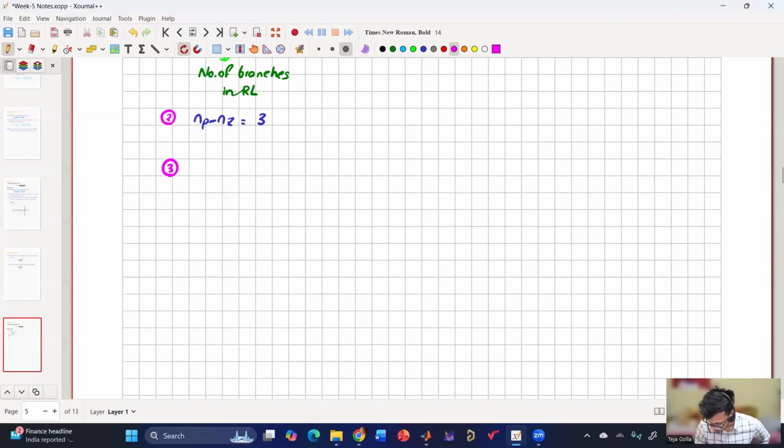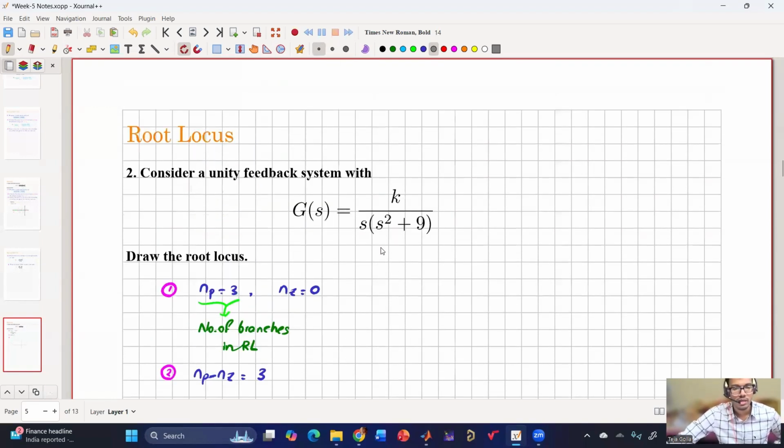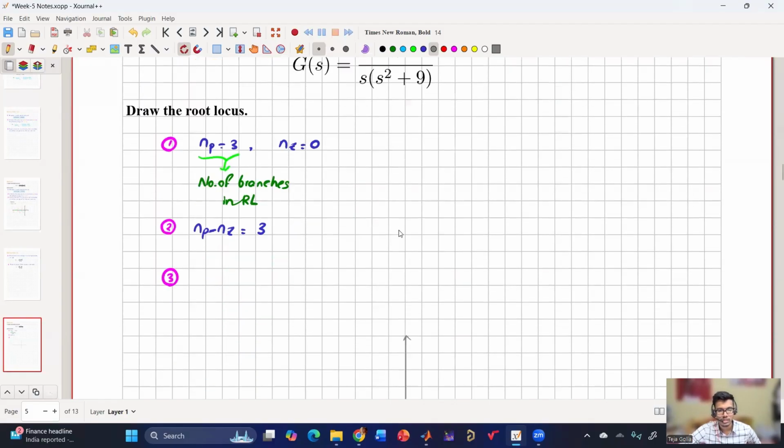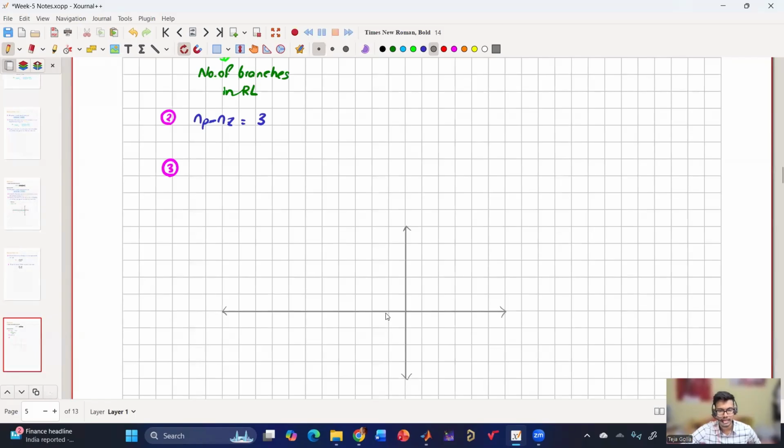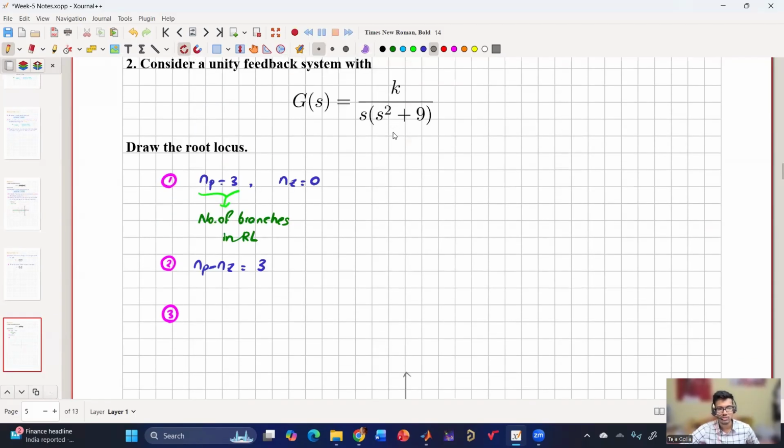Okay, so let me quickly draw. I will draw with a light color so that I can use black color to draw the root locus rather than green color, which is not visible. So the first thing we have to do is always find the open loop roots and then plot them on this S plane. So what are the poles and zeros values?